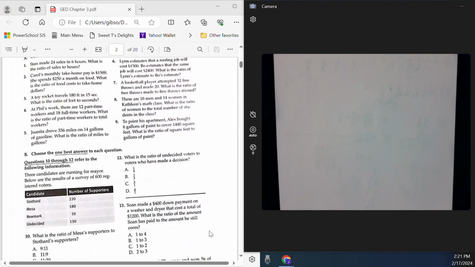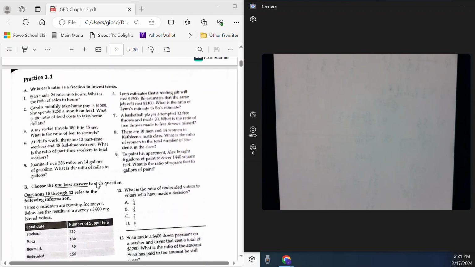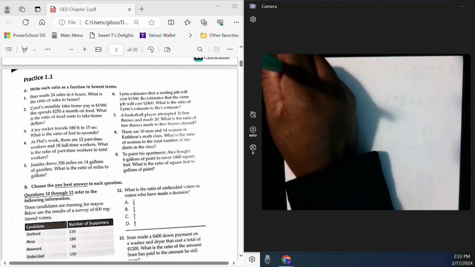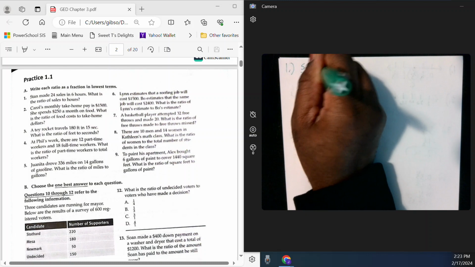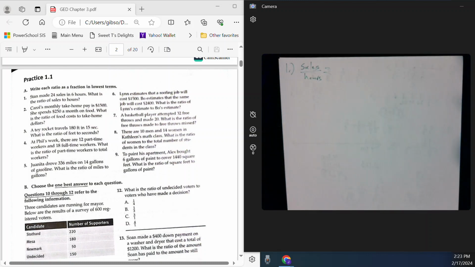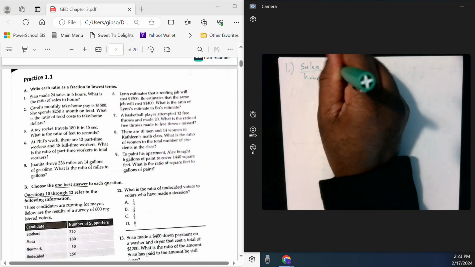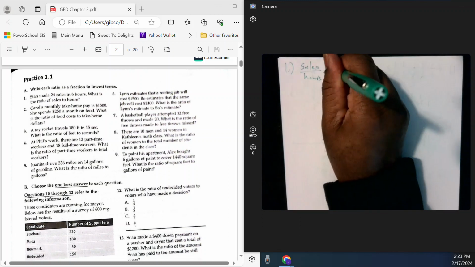Okay, now we come here to the problems. It says write each ratio as a fraction in lowest terms. So now it says Stan made 24 sales in 6 hours. What is the ratio of sales to hours? So if you look here, we have sales to hours because they want us to write this in fractional form. It's 24 sales and it's 6 hours.